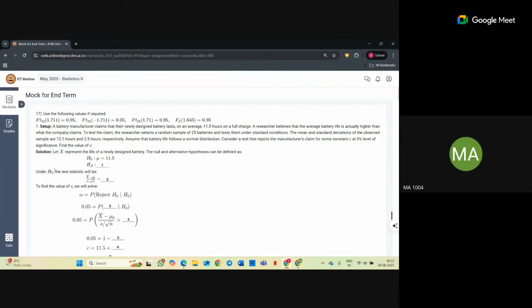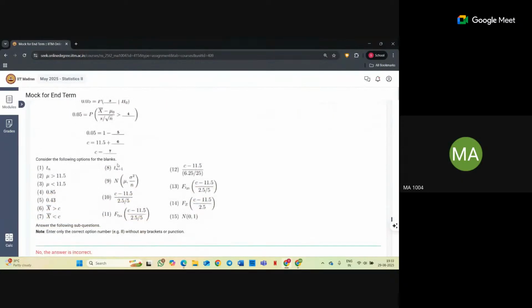So we have the question here, and now the solution. Let X represent the life of a newly designed battery. The null hypothesis H naught is mu equals 11.5. What will be my alternative? Mu greater than 11.5, because the researcher believes that the average battery life is actually higher than what the company claims. The company is claiming 11.5, so the alternative would be mu greater than 11.5. So that means option number 2. Yes?